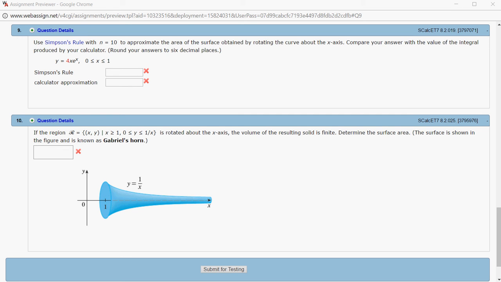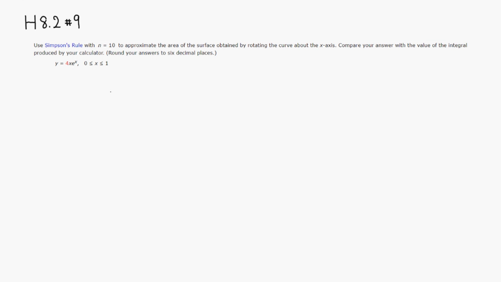Okay, let's look at homework 8.2, problem number 9. Part one: use Simpson's rule with n equals 10 to approximate the area of the surface of revolution. So let's do that. The function is given, and let's try to set up the integral first.